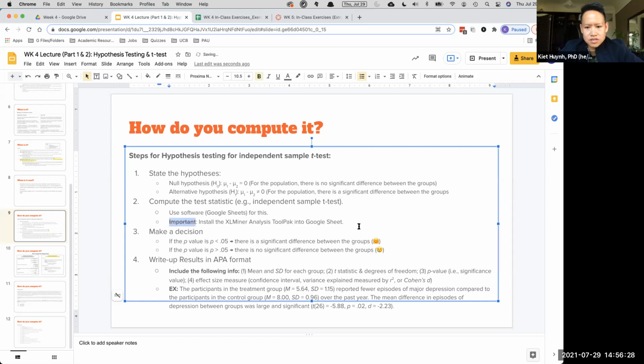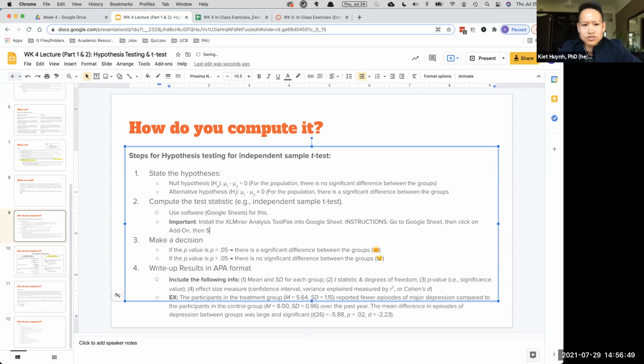For this, you go to Google Sheets, instructions. Then click on add-on, then search for this. Install. Okay. All right, let's get back to our problem.